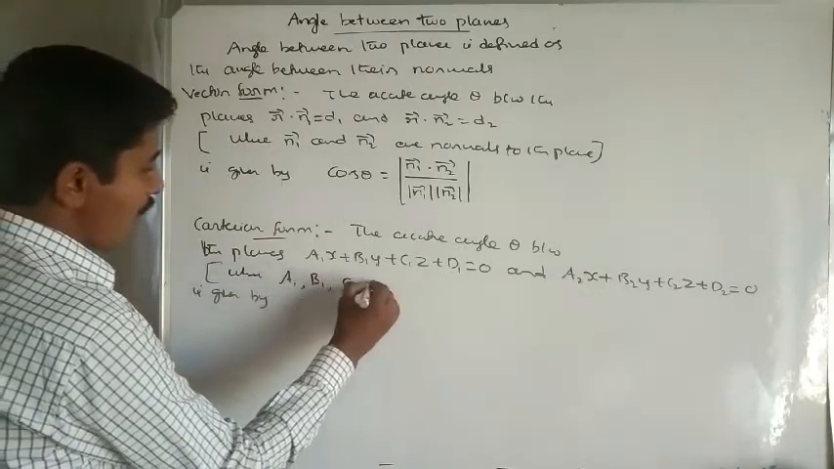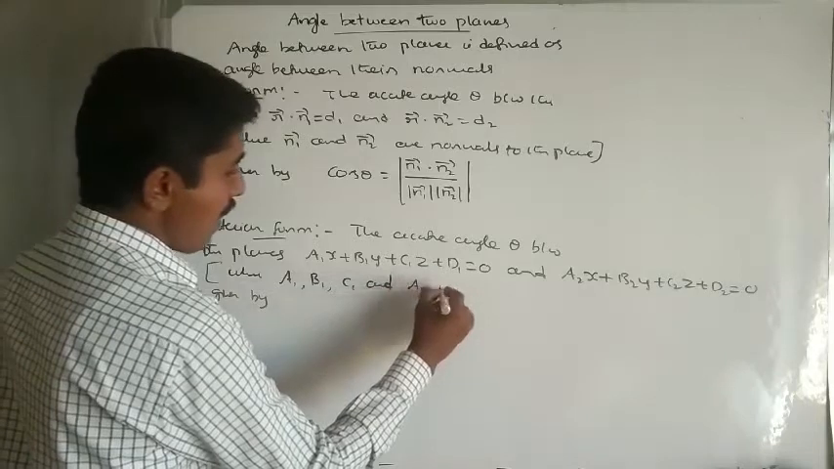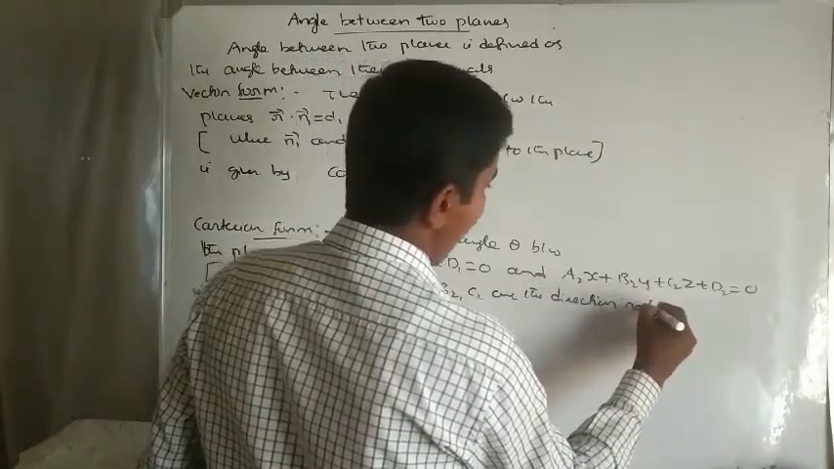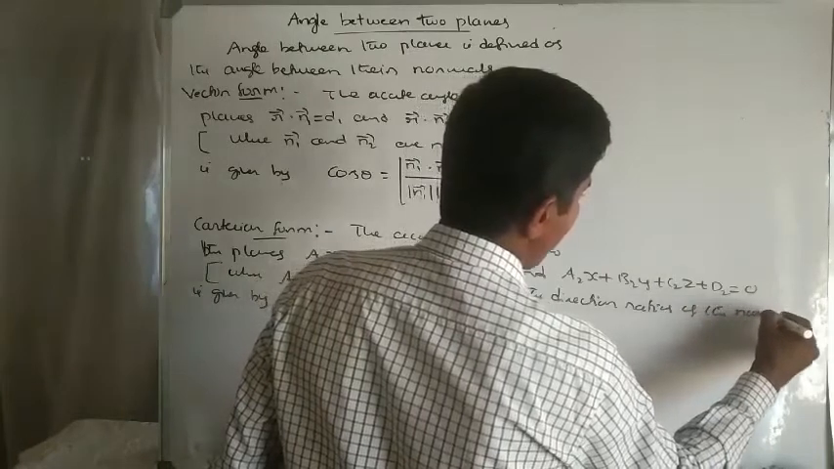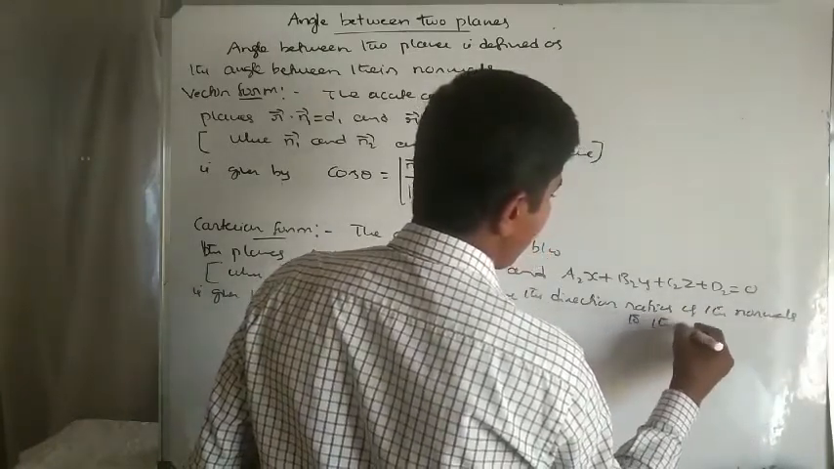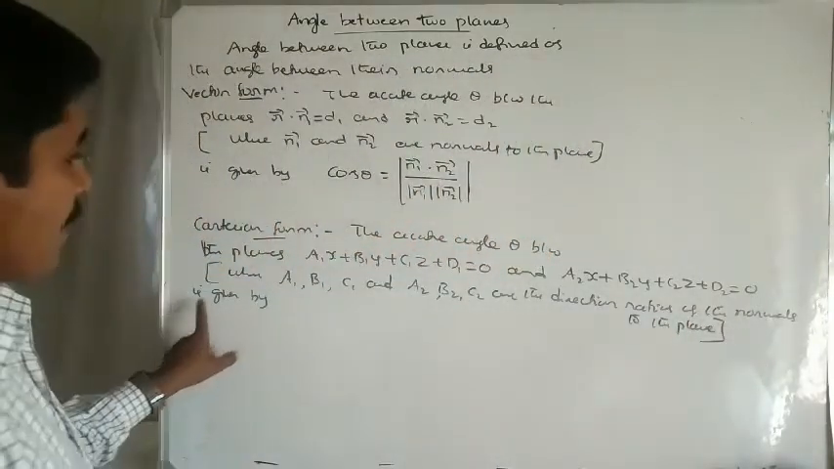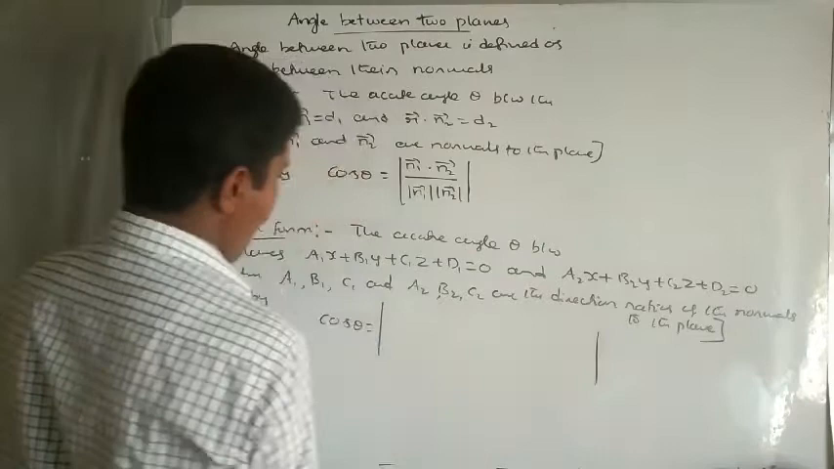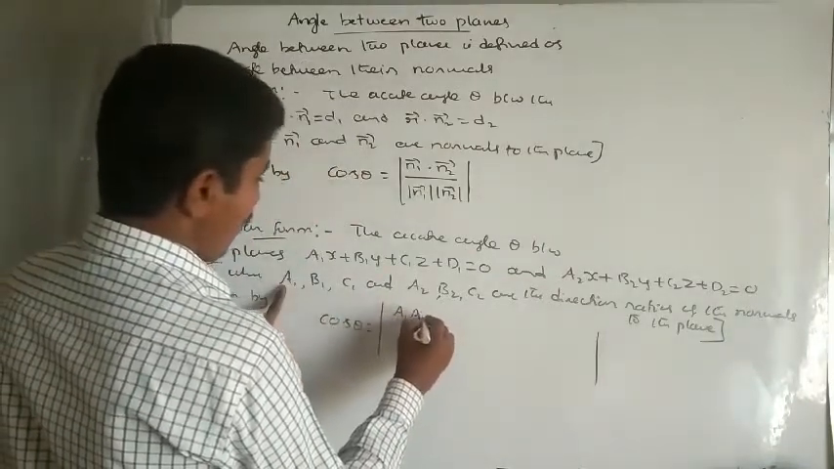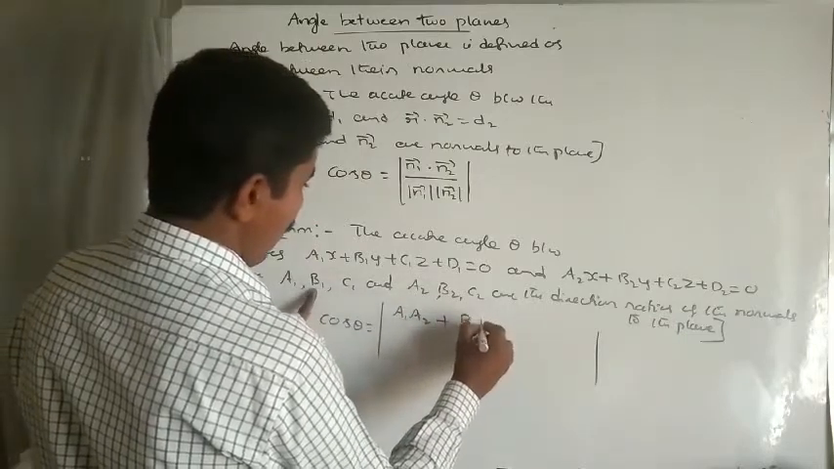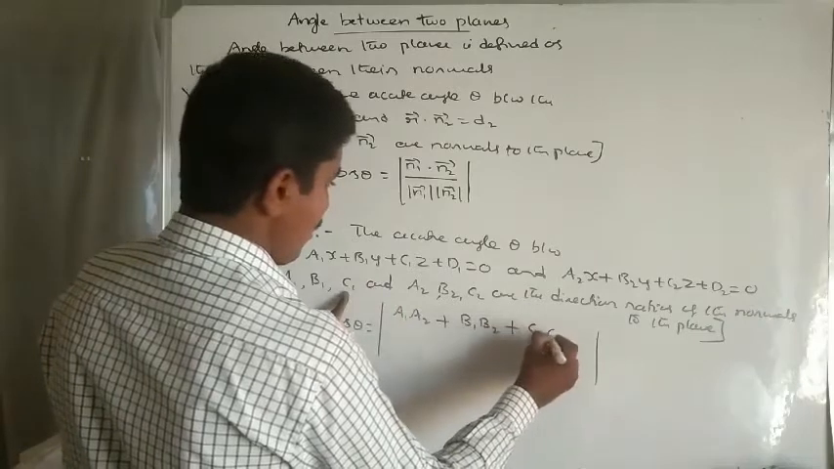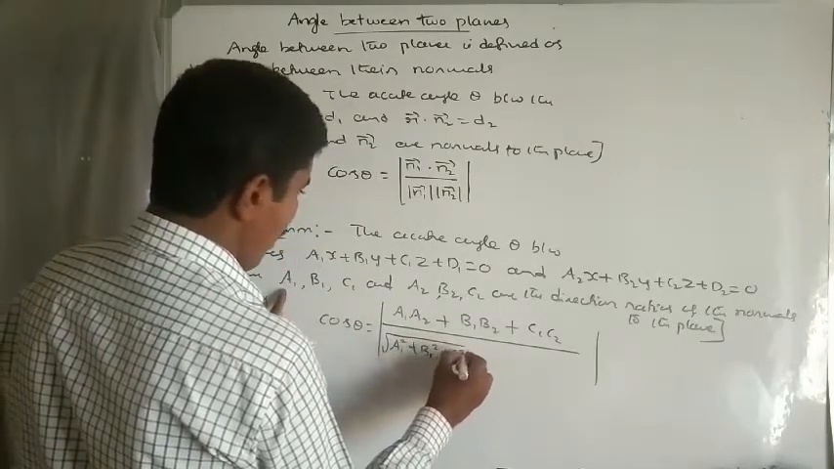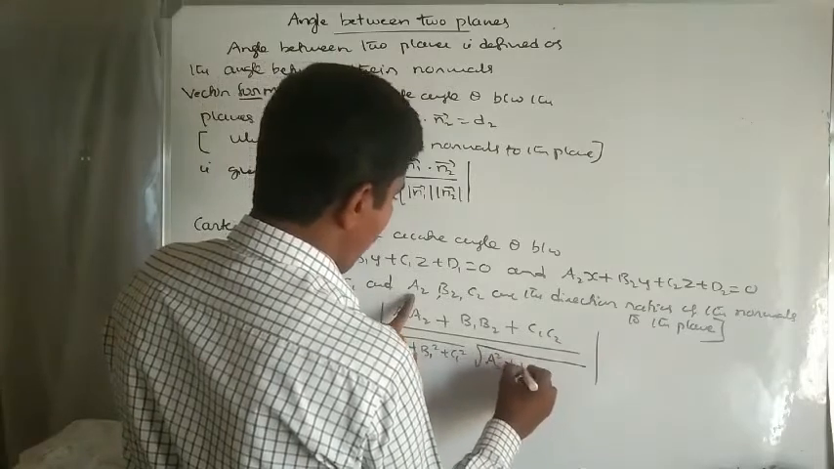Where a1, b1, c1 and a2, b2, c2 are the direction ratios of the normals to the planes, cos theta is equal to modulus of a1 into a2 plus b1 into b2 plus c1 into c2 divided by square root of a1 square plus b1 square plus c1 square into square root of a2 square plus b2 square plus c2 square.